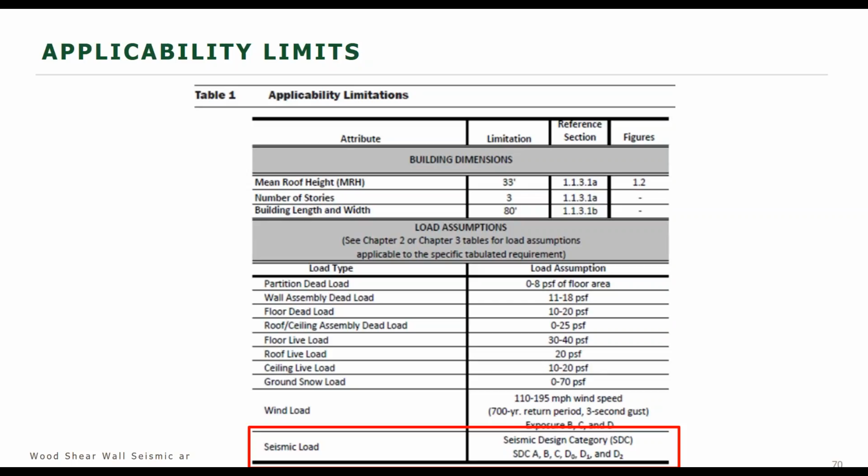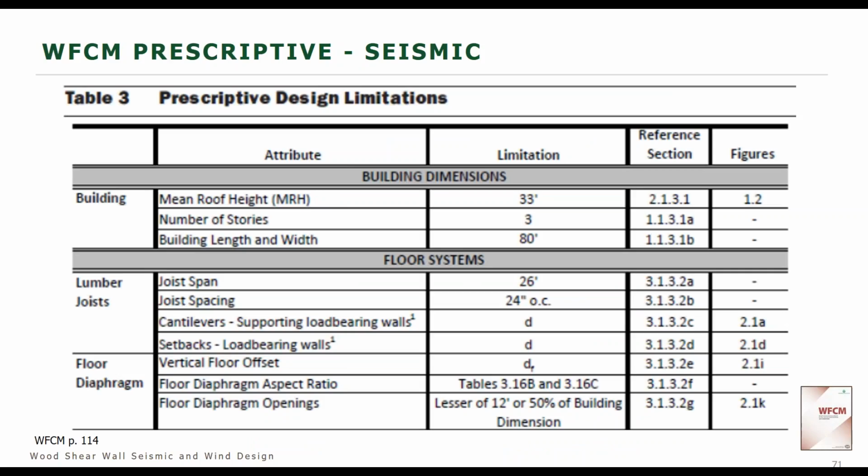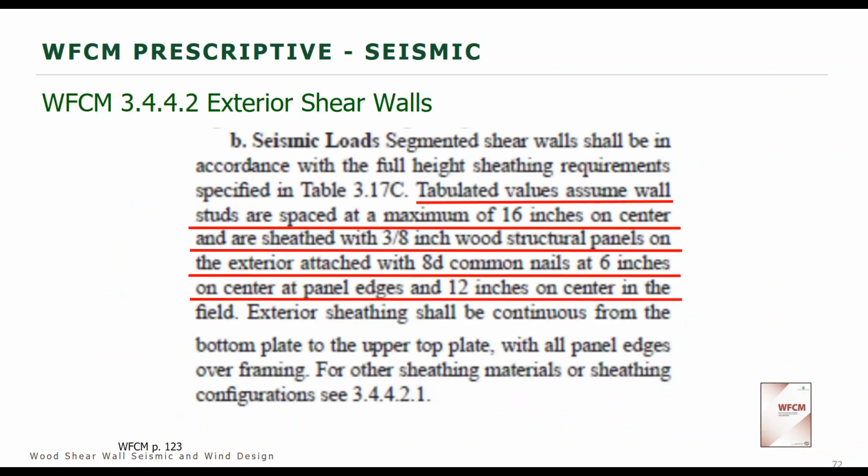So where we're going to go with our design is seismic design category D1. And then also when we do our design, we want to make sure we meet the prescriptive design limitations. These are simplifying assumptions that are made to create the wood frame construction manual, to have a baseline for what we're developing the document for.